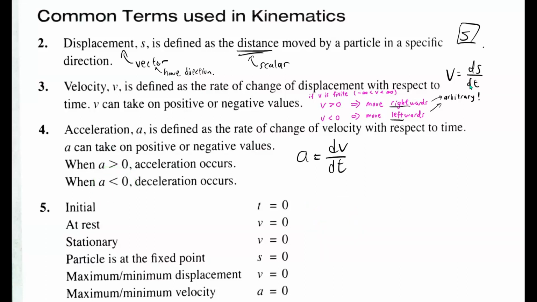Now, question: can you have v more than 0 and a less than 0? Okay, where is the pencil? It's not loading. Okay, up here. When v is more than 0 and a less than 0, is that possible? v more than 0 means you are moving rightwards with a positive velocity, and a less than 0 means you're decelerating. Is that possible? Yes, exactly. Of course.